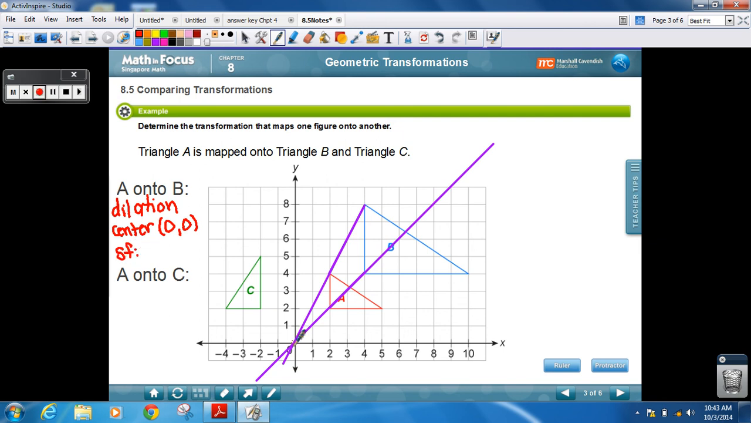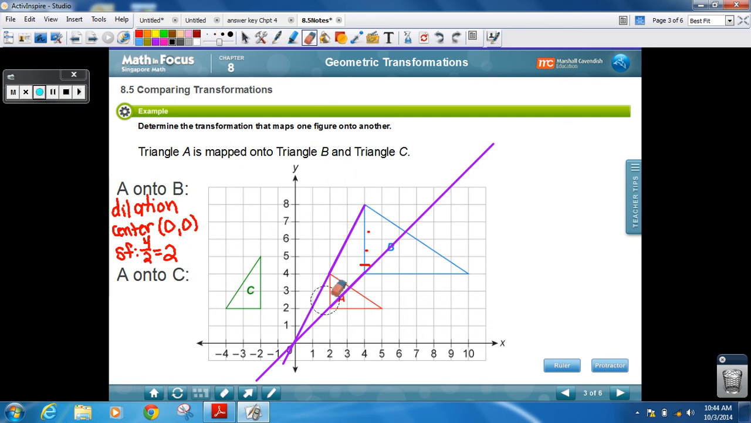They are both on the same side of the center of dilation, so it's going to be positive. It's an enlargement, so I should expect it to be greater than 1. The original has a side length of 2, and the enlargement has a side length of 4. So my scale factor would be the image over the original, which is 2. So I could say A maps onto B with the dilation of the center at 0, 0 and a scale factor of 2.